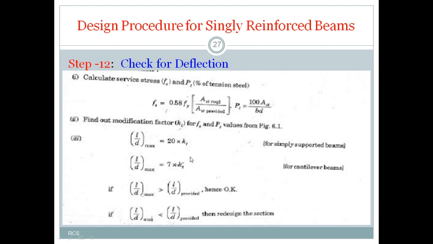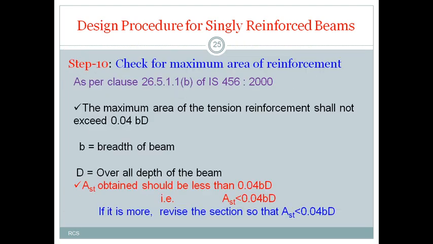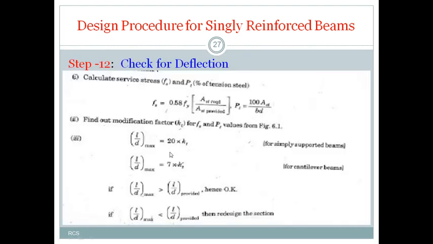So what do you mean by this? L by D maximum, for a simply supported beam, we can calculate from this. What is L by D provided? L by D provided means how much of this ratio we are providing. Here L is the effective length of the beam, which we have already calculated. It can be calculated using the codal provision: for a simply supported beam, it is the center to center distance between the supports, or the clear span plus the effective depth of the beam.